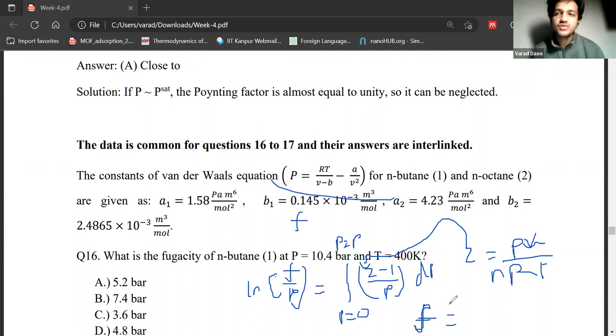Once you get the expression for fugacity, then you just have to put in these known values, and you'll be able to get it. So in this question, I have asked for n-butane, and in the next question it is for n-octane. Okay, so once you get this expression, you will get two questions answered, right? That is why, with this concept, you try to solve it. I'll give you 5 minutes, a bit more time to solve it.